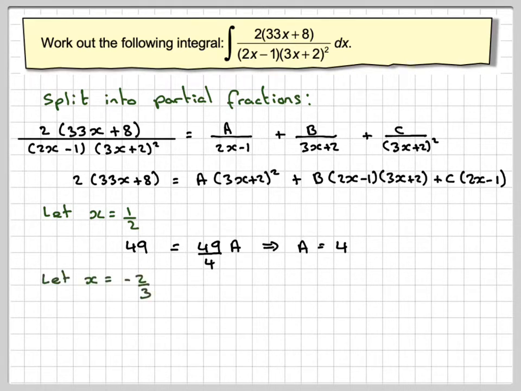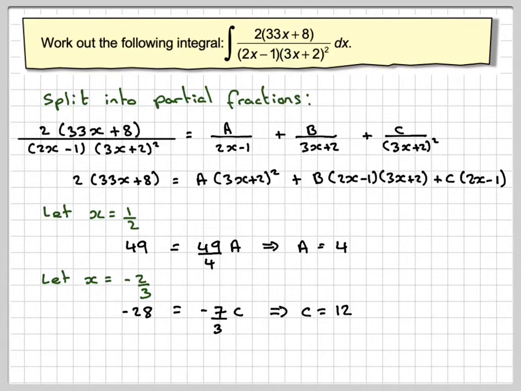If we let x equal to minus 2 over 3, we're going to get that minus 28 is equal to minus 7 over 3 C. Let's see why that happens. This one will be 0 from here. This one times this one will be equal to 0. And here, if we put in x is minus 2 over 3, we're going to get minus 7 over 3. Then that means that C must be equal to 12. Minus 28 divided by minus 7 is 4. Take the 3 out there. 3 times 4 gives me 12.